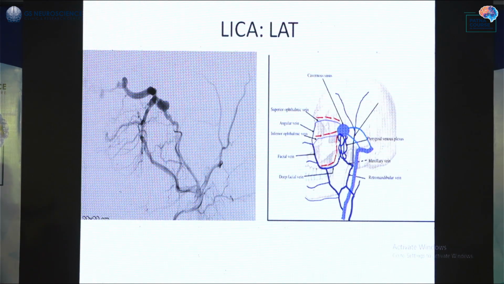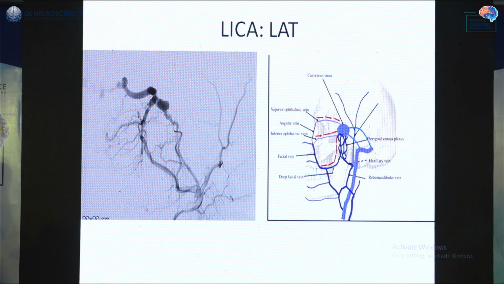CT scan and MRI both were normal. The CT angio shows some prominent ophthalmic vein. I don't have the CT angio at this moment. So the CT angio also had prominence of the ophthalmic vein, and that's why this was suspected.